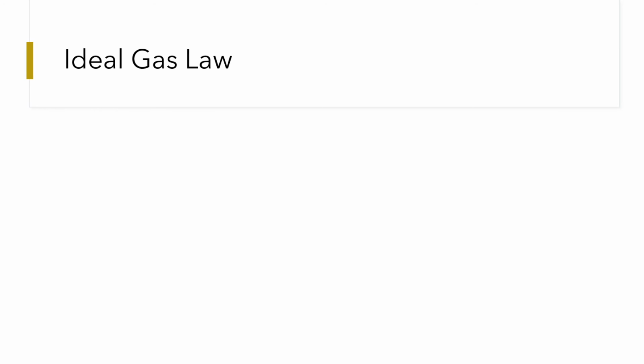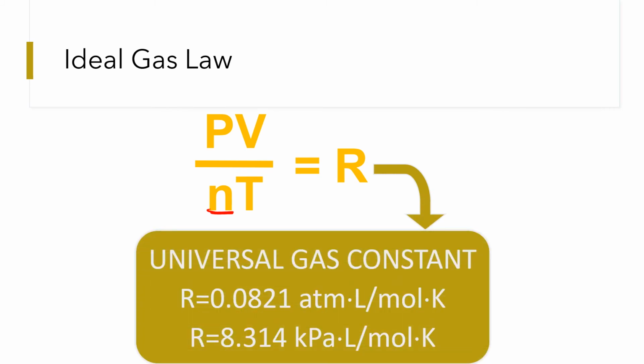For the ideal gas law, we are going to include the letter n for the number of moles. n now represents the number of moles of gas. Because we said that volume and number of moles were directly related, notice that I have to divide those two values in order to get that same constant k. But we're going to change that constant letter to the letter R. We call this the universal gas constant. R is equal to 0.0821 atmospheres liters divided by moles Kelvin.